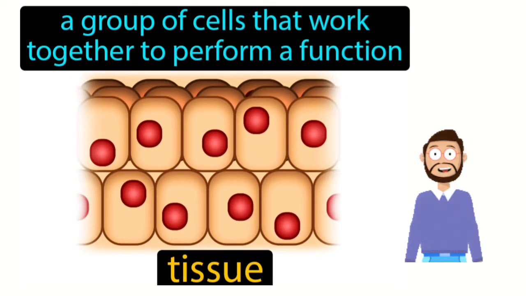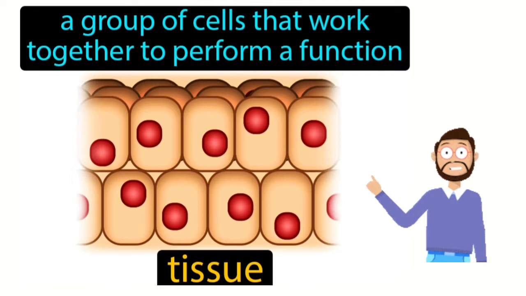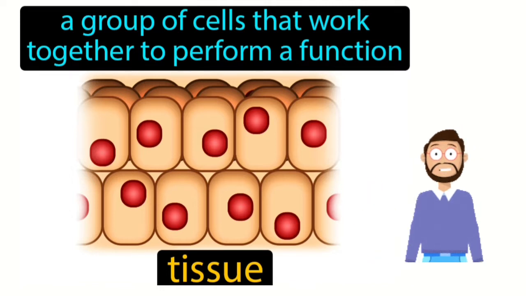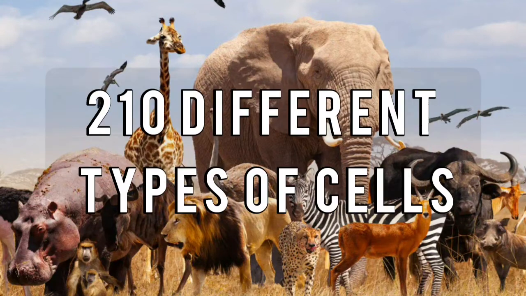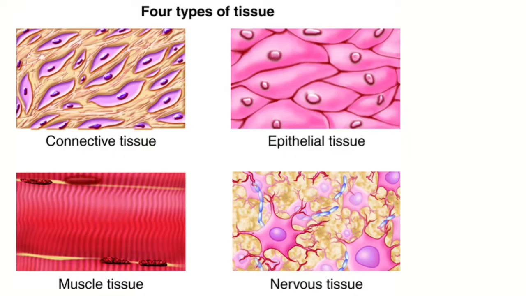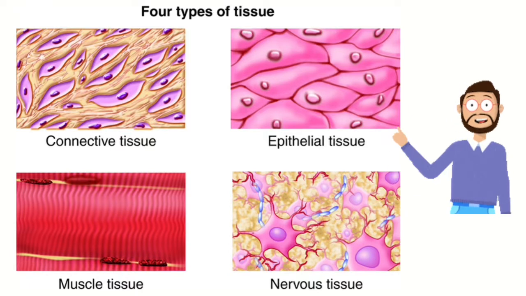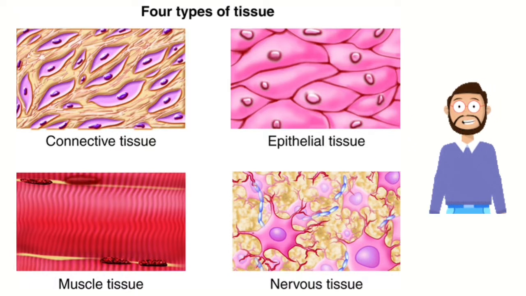A tissue is a group of cells with a common origin and organized to perform one or more specific functions. The animal body is also made up of different types of cells. In case of the animal body, there are around 210 different types of cells. So, animal tissues can be divided into four main types.